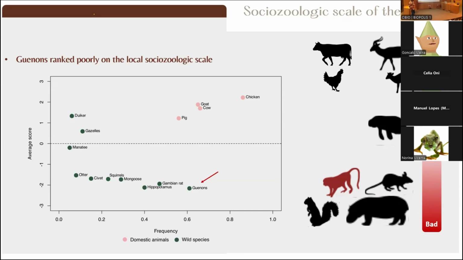And then on the wild animals, we can see that the guenons are not doing particularly well in terms of how people perceive them. They are mentioned quite a lot, so they are definitely a part of the daily lives of these local populations. And they are relatively considered bad. People don't necessarily like them. And this could be because of crop raiding.